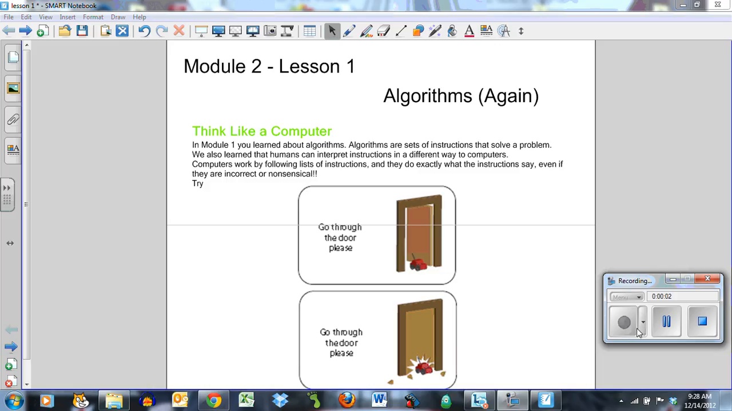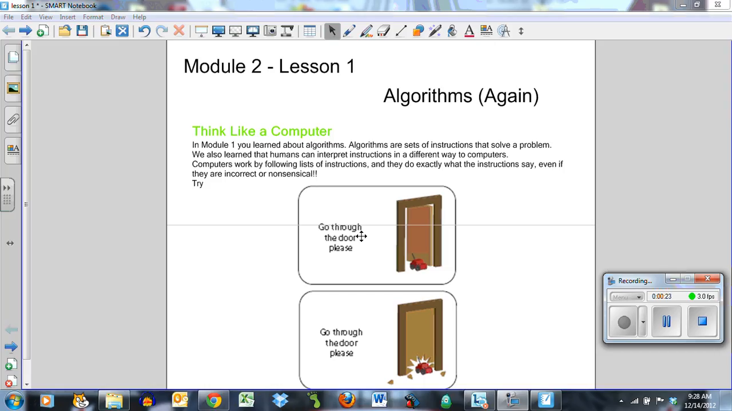Welcome to Module 2, Lesson 1 of the Computer Science 20S course. We're going to be revisiting algorithms once again. We'll not be on the computers for this particular lesson. As I said, we're going to be looking at algorithms. They are very important to computer science, to computer programming, because the algorithm is basically the program and it tells the computer exactly what to do.